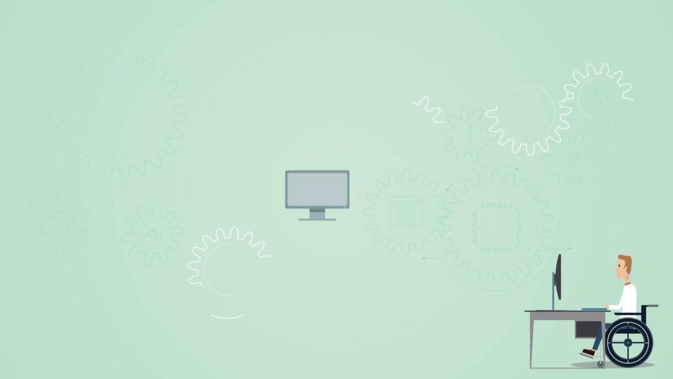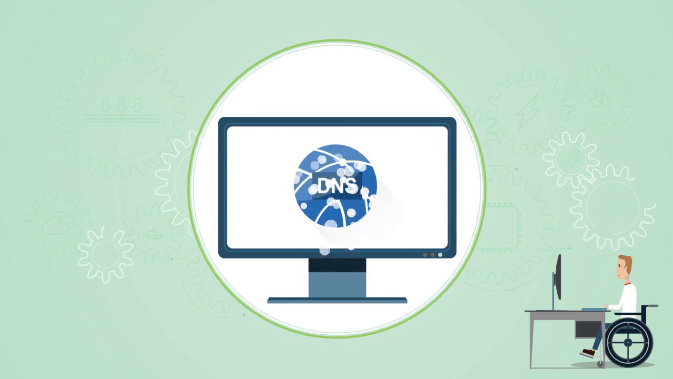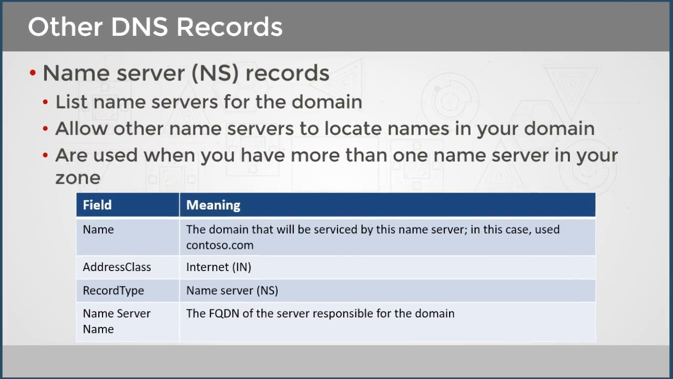Now in this presentation, we'll take a look at some of the other types of DNS records, beginning with NS, or name server records. These list the name servers for the domain and allow other name servers in other domains to locate names in your domain. So these are used when you have more than one name server in your zone.